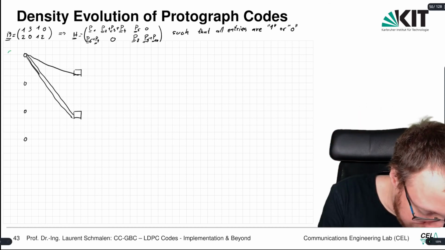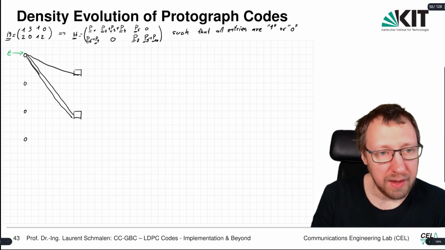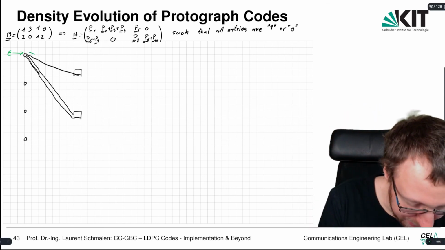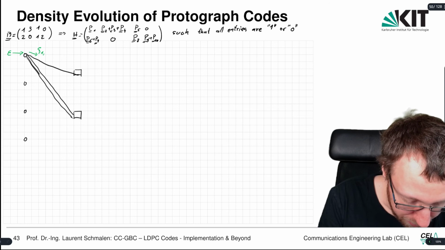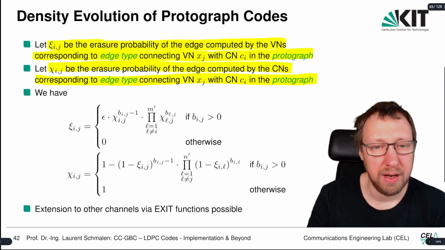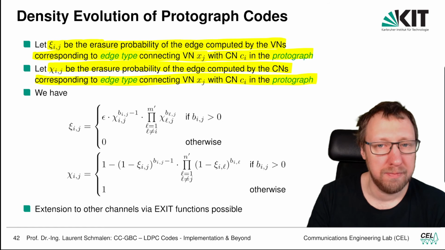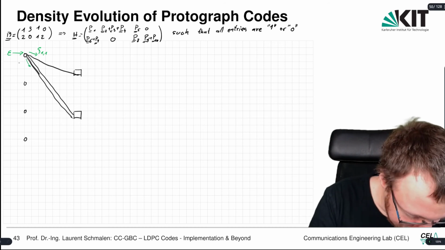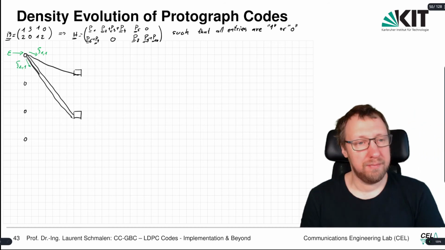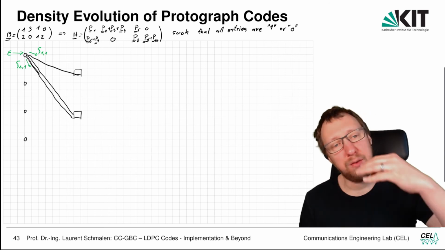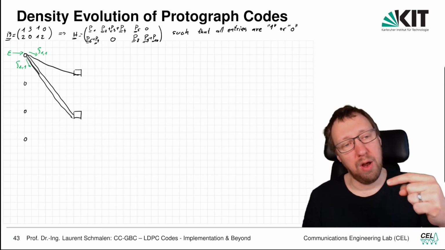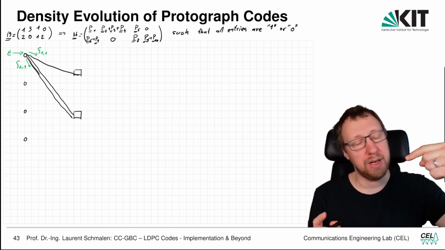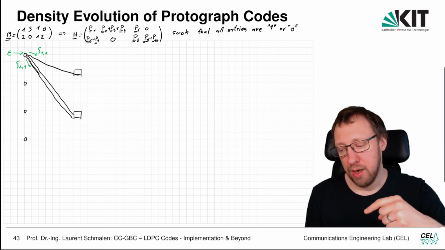So this variable node is erased with probability epsilon. The message that we're sending from variable node to check node is erased with probability C11. And this one is erased with probability C21. So we have different erasure probabilities for the 2 different edge types. C11 is the edge going from variable node 1 to check node 1. C21 is the one going from variable node 1 to check node 2.